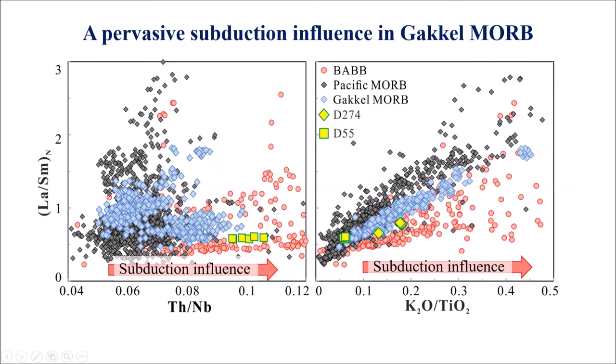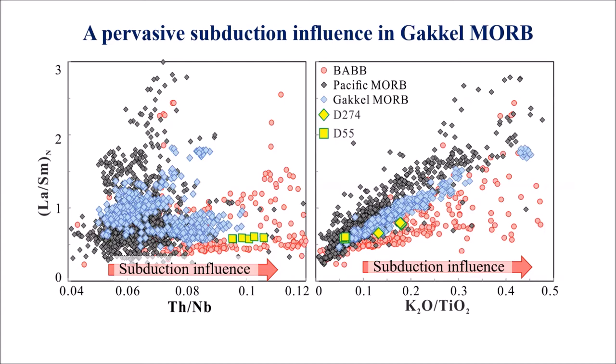And the gray diamonds here, they are the Gakkel MORB. They clearly shifted to much higher thorium over niobium and potassium over titanium ratios relative to the green diamonds shown by the Pacific MORB here. So combined with the general water enrichment beneath the Arctic mantle, the enrichment in uranium, lead, thorium, and potassium all seem to indicate there is a pervasive subduction influence in the Gakkel MORB.